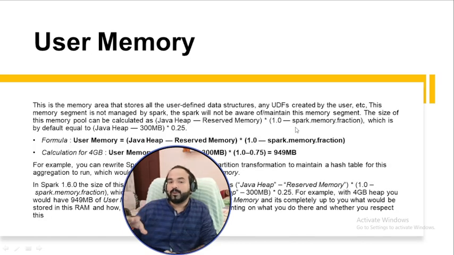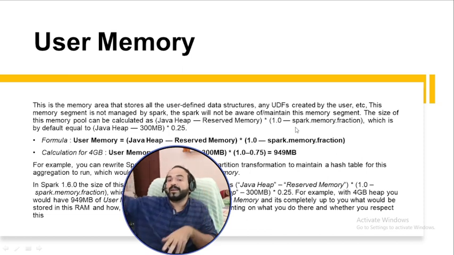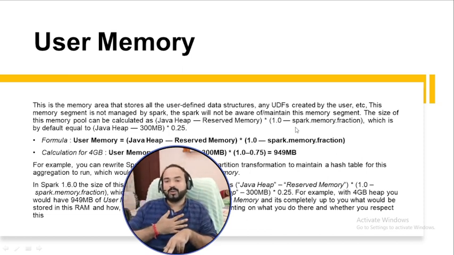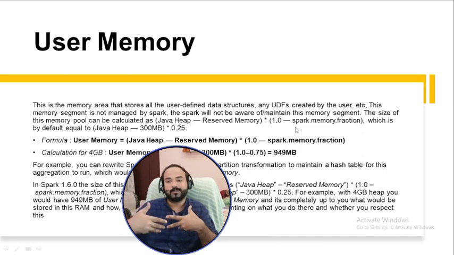Another one is user memory, which is very important. I humbly request all developers, whenever you are writing any code, please use objects, data, variables, and all that carefully. This memory area stores all the user-defined data structures and UDFs created by the user, etc. This memory segment is not managed by Spark. Spark will not be aware of or maintain this memory segment. Who is responsible then? We are responsible for it.